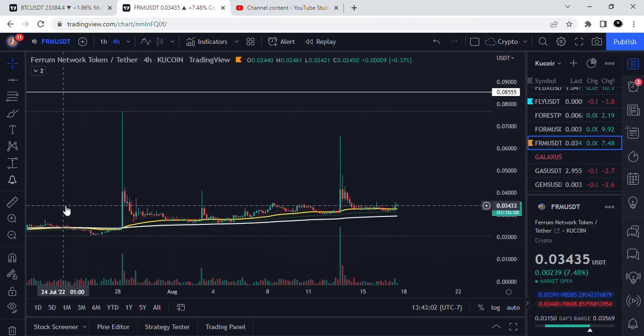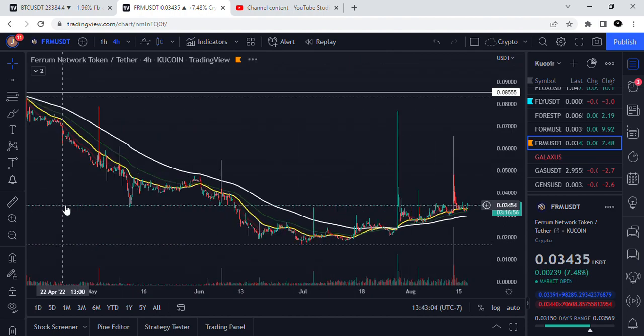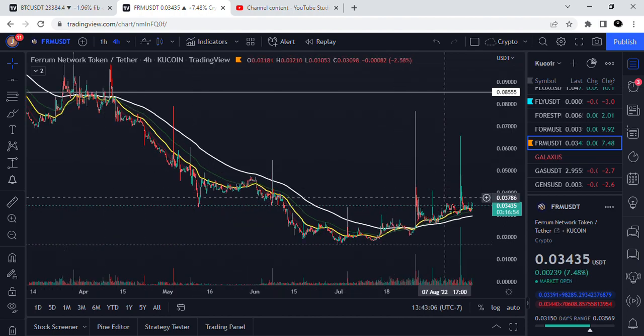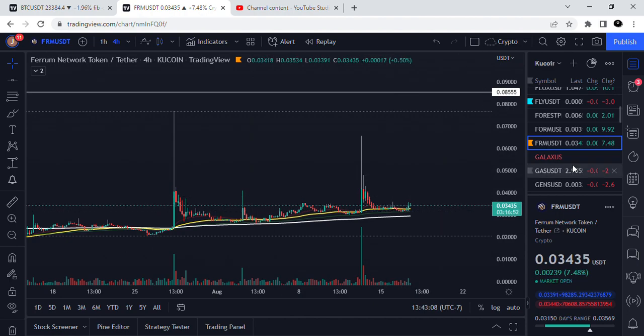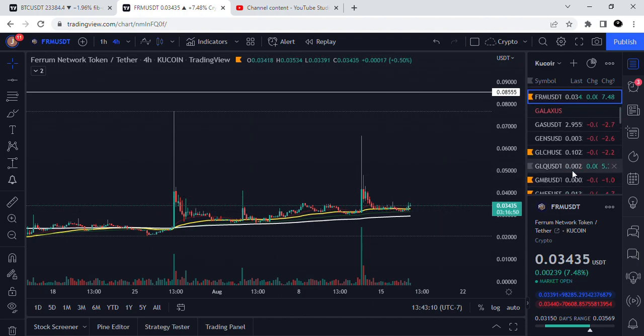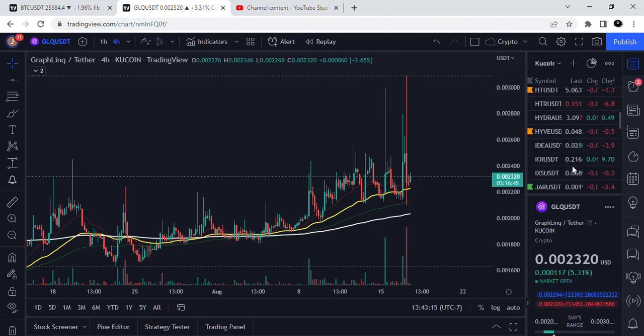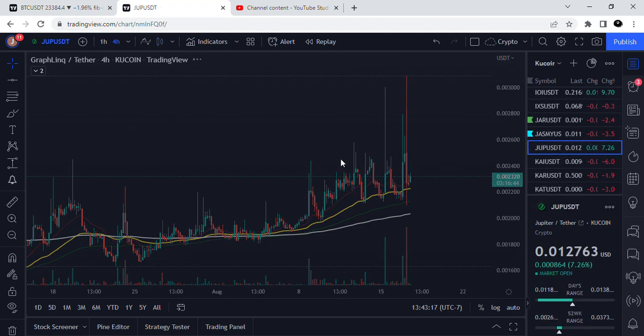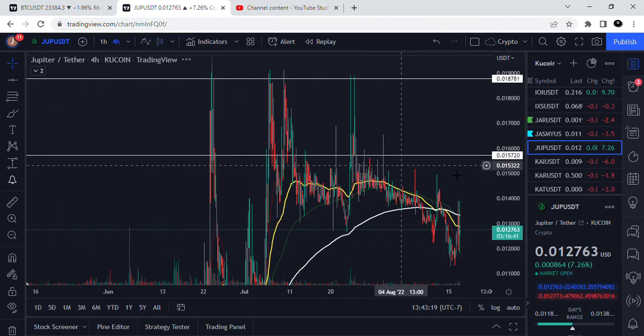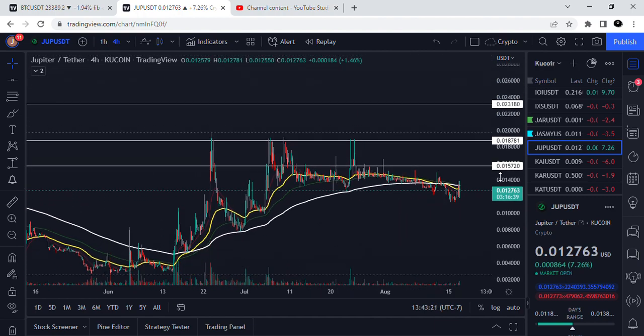Woo! Look at that. Look at this piece of garbage. This thing could just pump out of the blue. We don't know what's going to happen there. And this one, I've seen rip. This could have potential. You see how it's looking ugly?